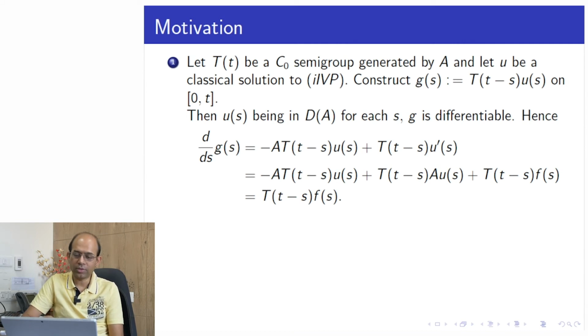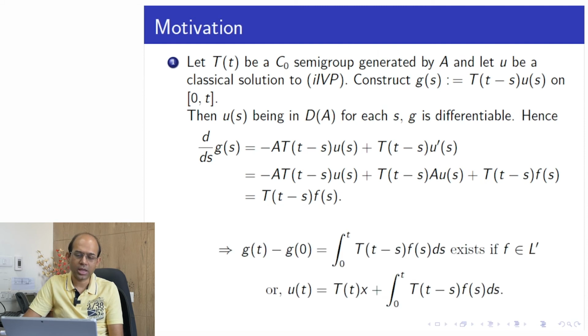So here, after obtaining this, we integrate both sides. When you integrate both sides over the interval 0 to small t, the left hand side becomes g(t) minus g(0), and the right hand side becomes the integral from 0 to t of T(t-s) f(s) ds. Okay. So this is of course finite.